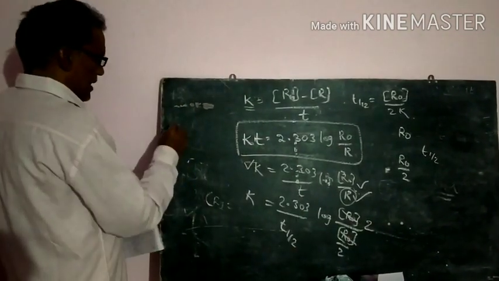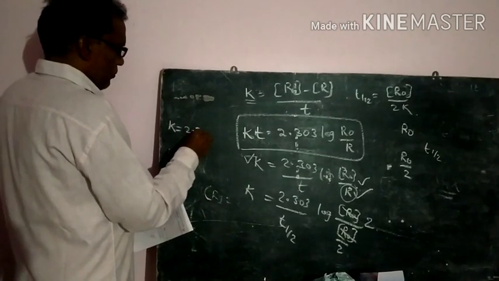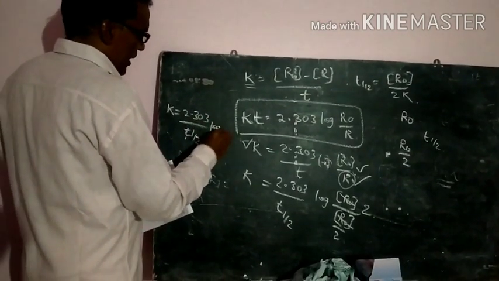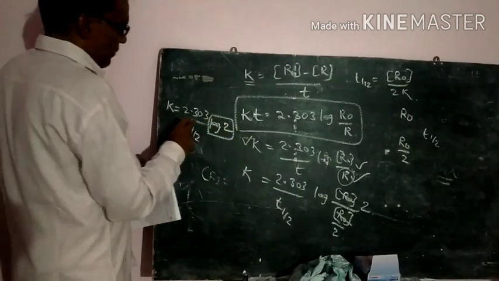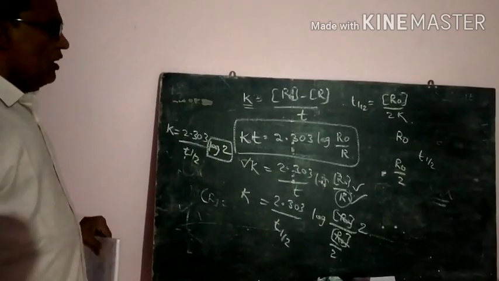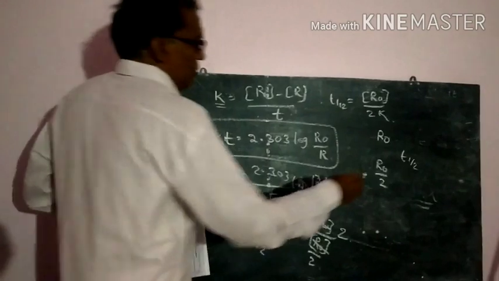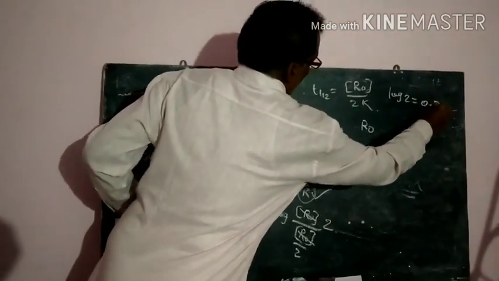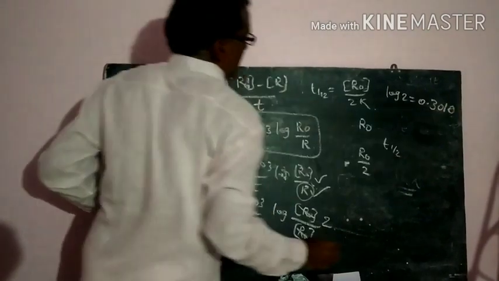Therefore, it can be written as K is equal to 2.303 by T half into the logarithmic value of 2. You have to multiply with this logarithmic value of 2. Log 2, already we know that. You should know the log 2 and log 3 values. Log 2 is equal to 0.3010. That is the value.